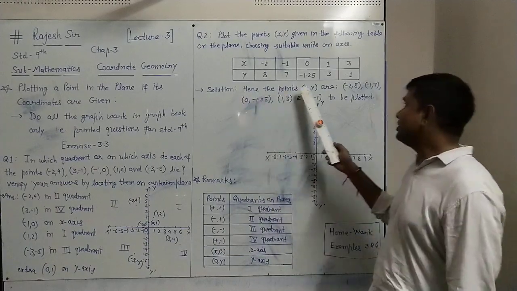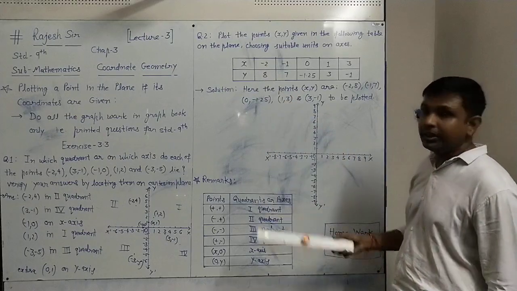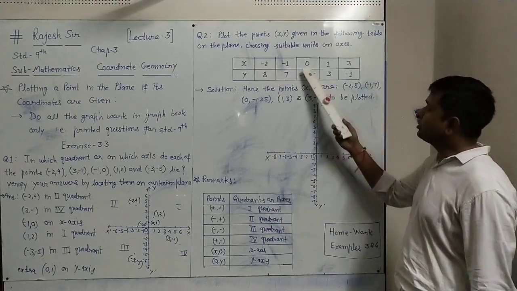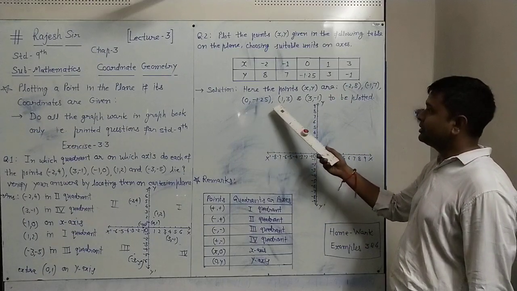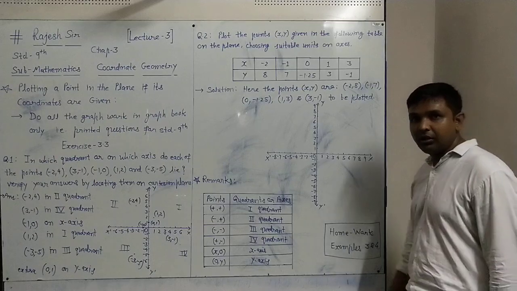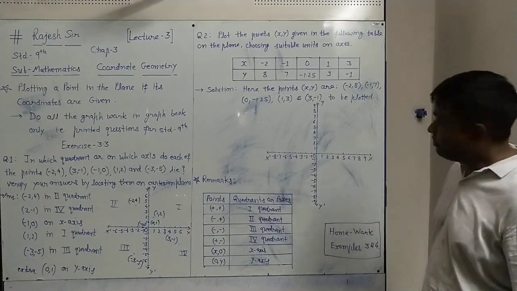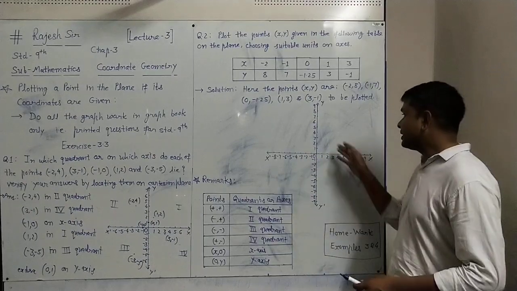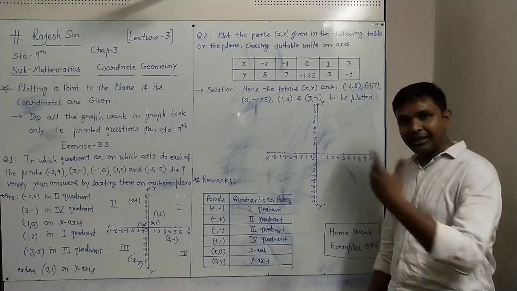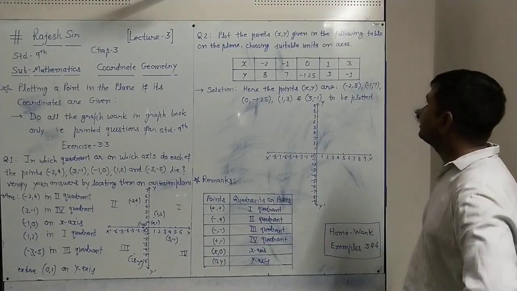Solution: the points of x, y. You know that x is the x coordinate, y is the y coordinate. The first point is minus 2, 8, minus 1, 7 is the second, 0, minus 1.25 is the third, 1, 3 is the fourth and the fifth point is 3, minus 1. All we have to show on the Cartesian plane, or plot on the graph. So again we will draw the x-axis and y-axis perpendicular to each other and show the numbers on the number line. Now plot the points one by one.